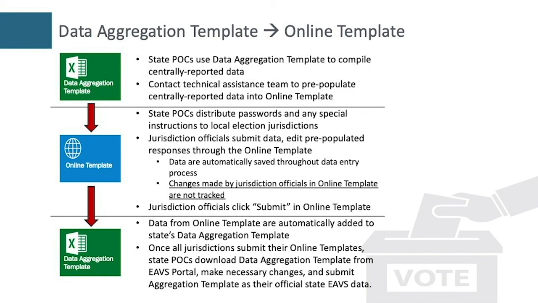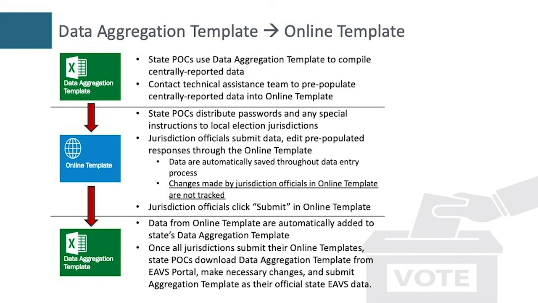A couple of things to note about this process. If the state wants to pre-populate any responses in the online template, then any changes that local jurisdiction officials make will not automatically be tracked. If the state would like information on which items were updated by jurisdictions and why, then state officials should ask jurisdictions to provide this information in the comments.